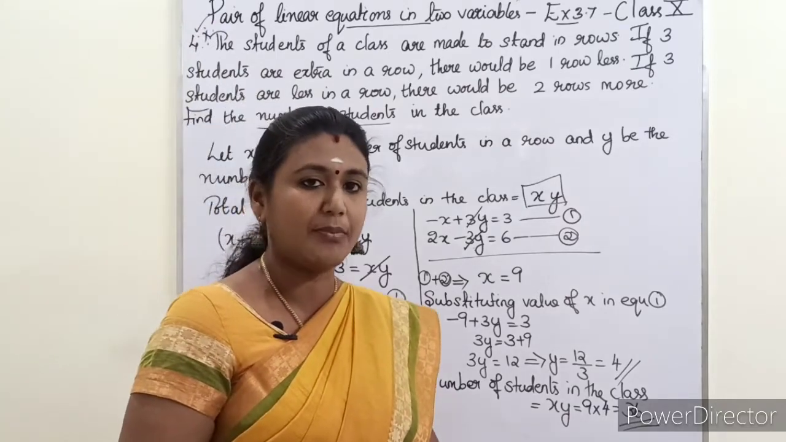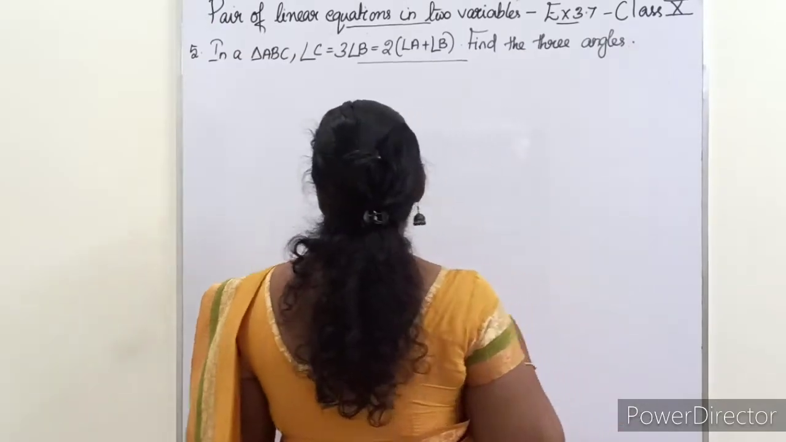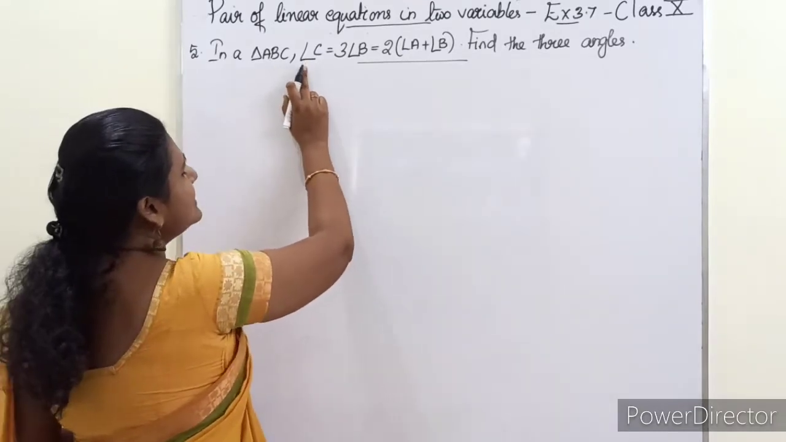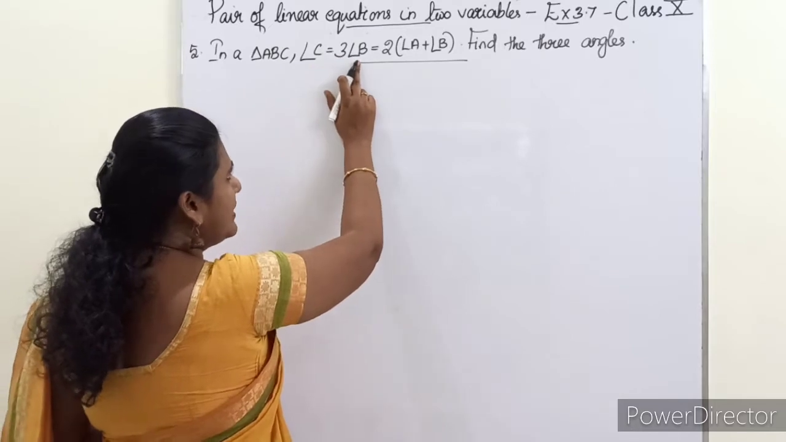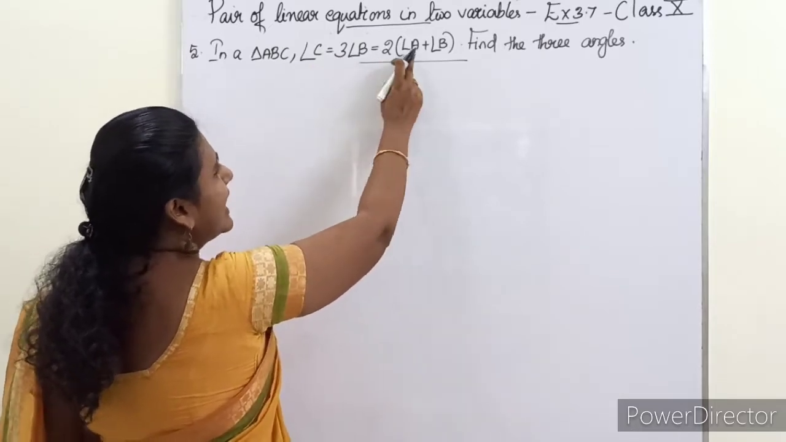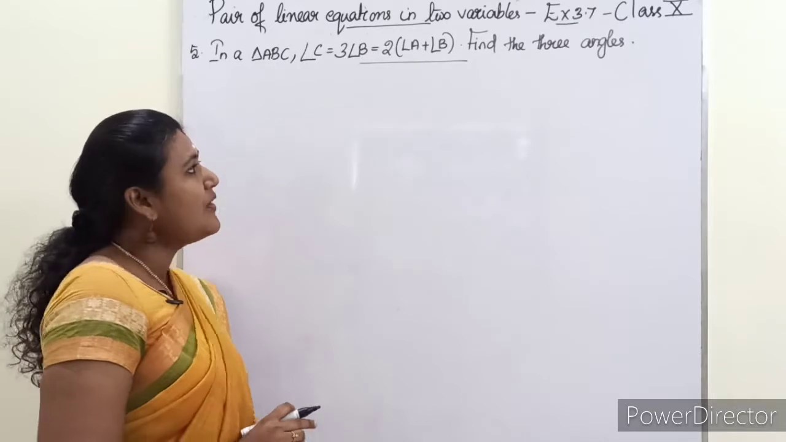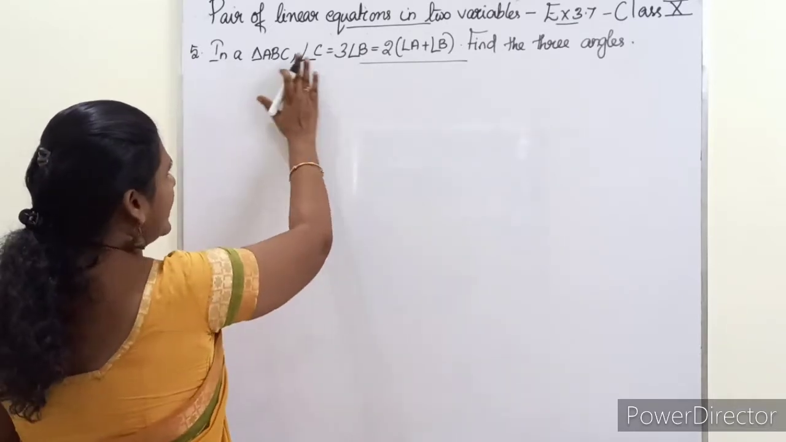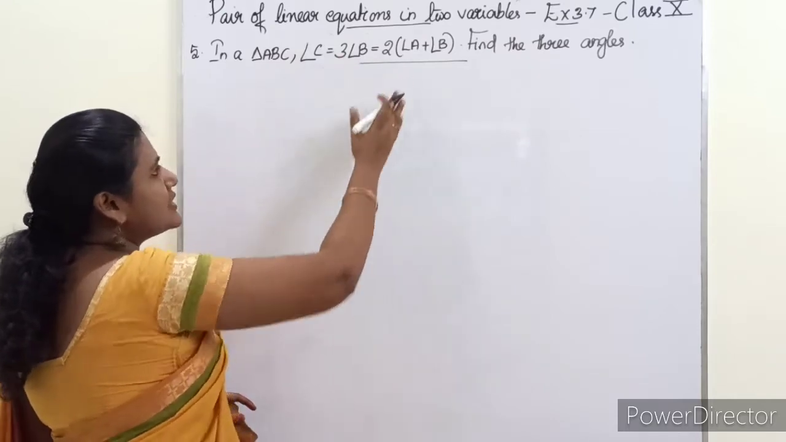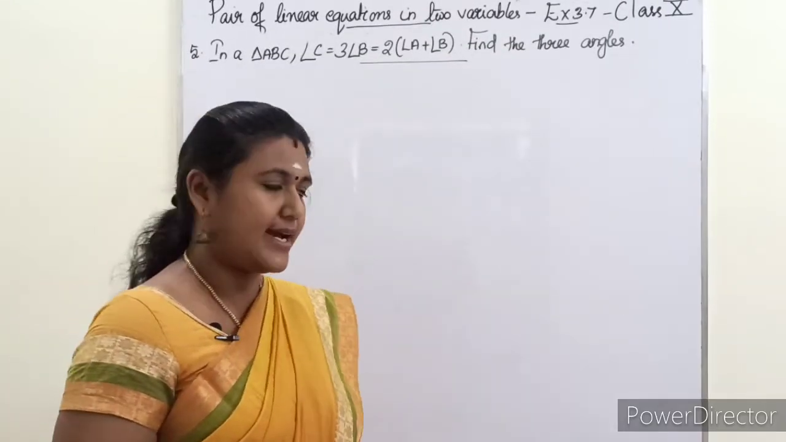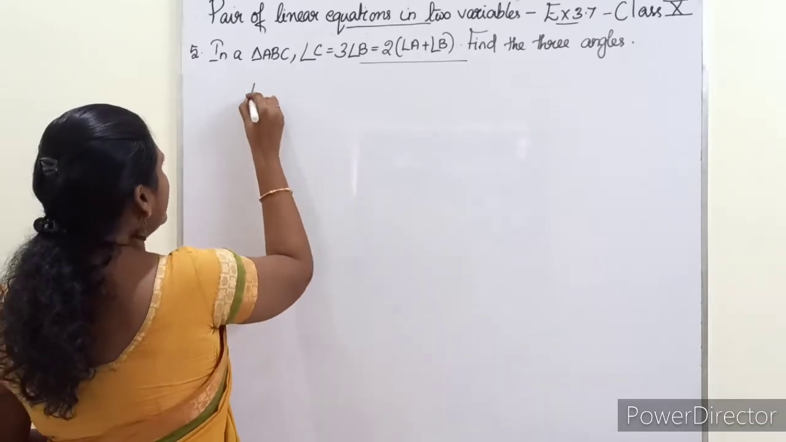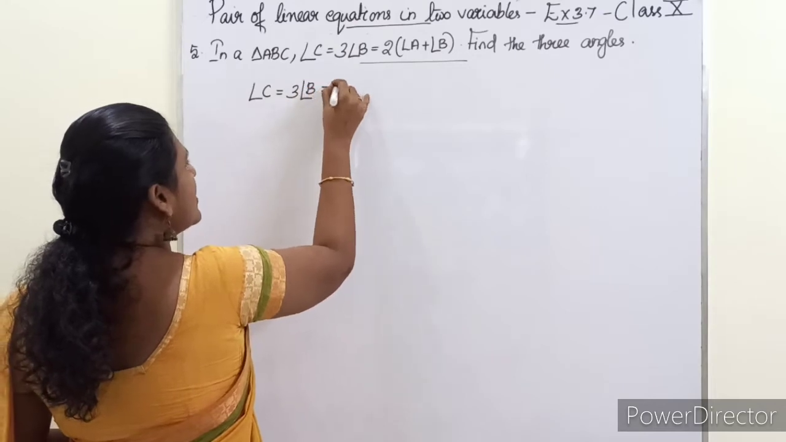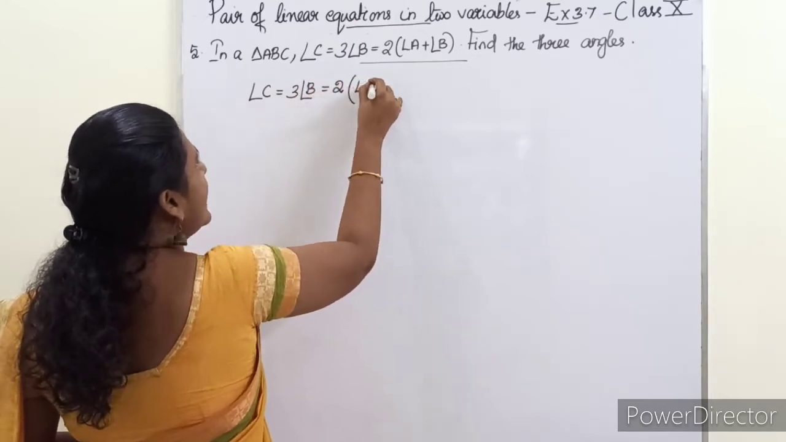Now we will see question number 5. Question number 5. In a triangle ABC, if angle C is equal to 3 angle B, which is equal to 2 times angle A plus angle B, find the 3 angles. So this is the question. We are given the relationship between the 3 angles of a triangle. Okay, so what is the condition given? Angle C is equal to 3 times angle B, which is equal to 2 times angle A plus angle B.